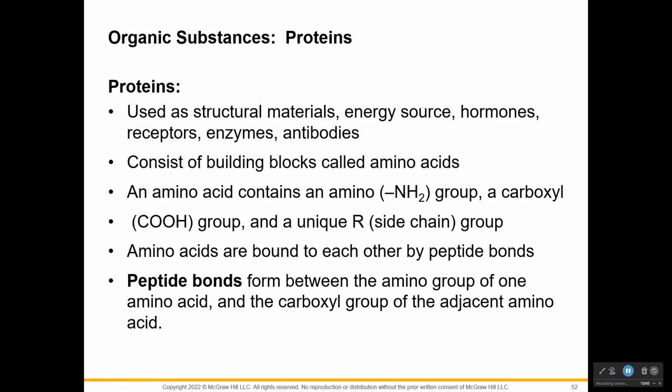Okay, our next organic substance is proteins, and proteins are used for a lot of things. So I have you filling in quite a few blanks here. We're going to build stuff out of it, so it's structural. It can be used as an energy source.